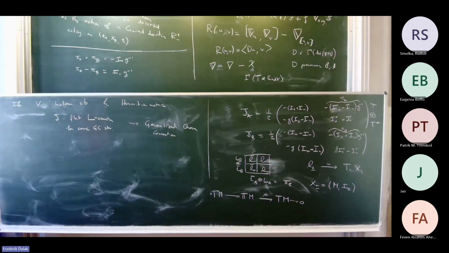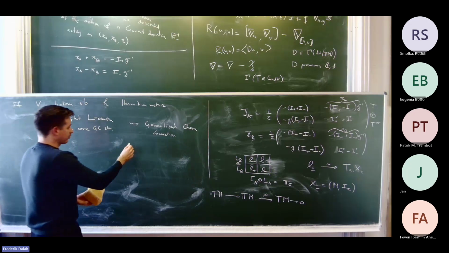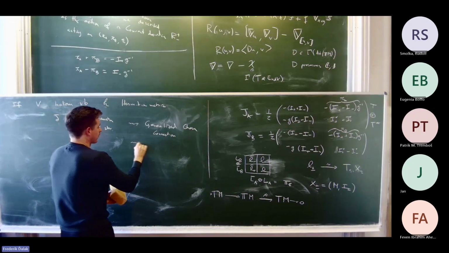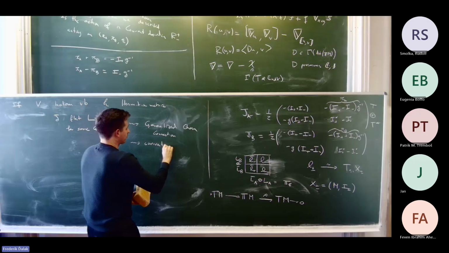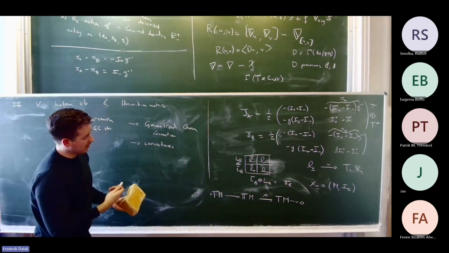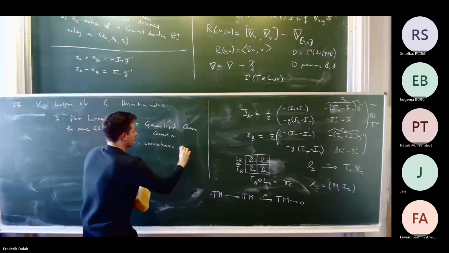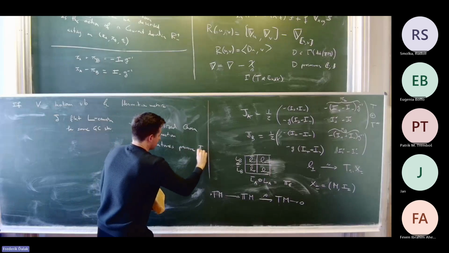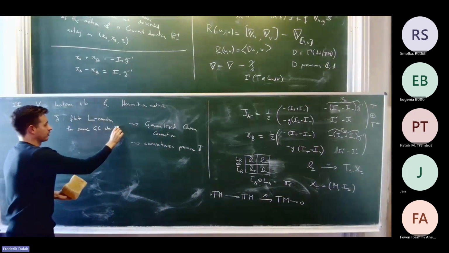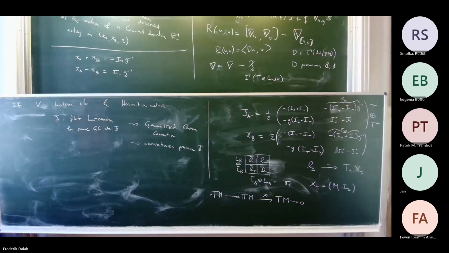So this gives me a way to produce these connections, and in particular, their curvatures not only preserve the bracket and the metric, but they also preserve the generalized complex structure that you started with. The curvatures are very nice objects. So, and the main example comes from spinors.